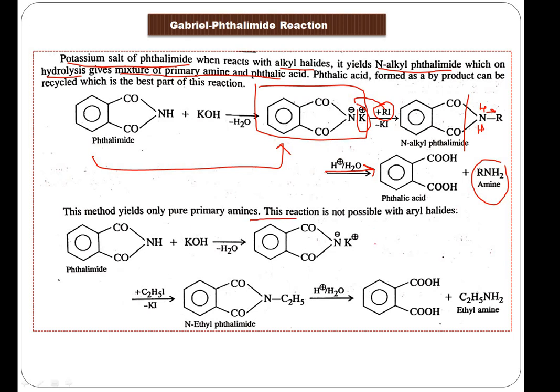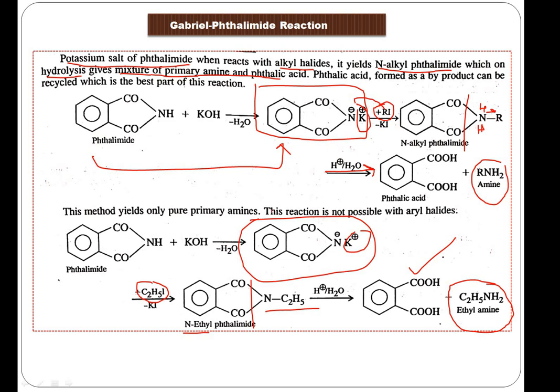Now you can take an example; you need not do anything, just replace the R. This is your potassium salt of phthalimide. You can start this reaction from here also. Instead of R, we are taking ethyl iodide. So this K will get replaced, and we'll have an ethyl group here. Now you will name it N-ethyl phthalimide. Then do the acidic hydrolysis, just break it down. You get phthalic acid and ethyl amine. So our product is ethyl amine. This is used exclusively for the preparation of primary amines.